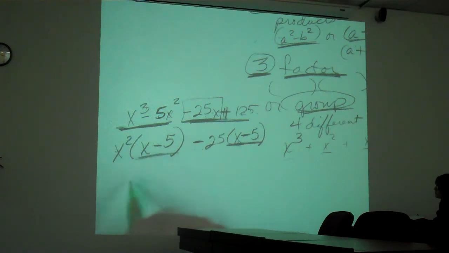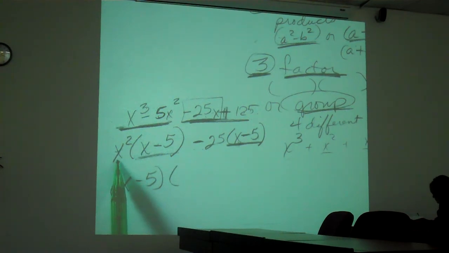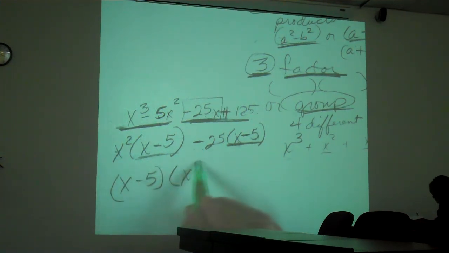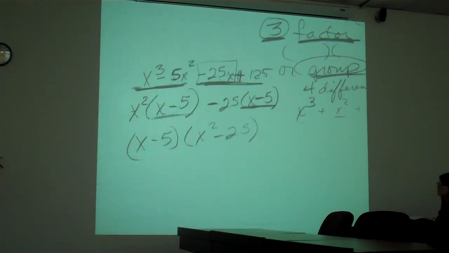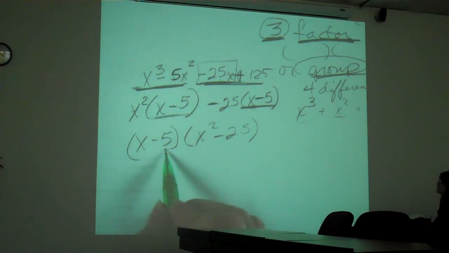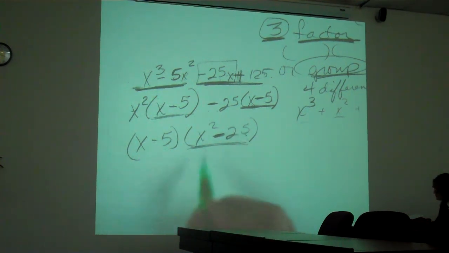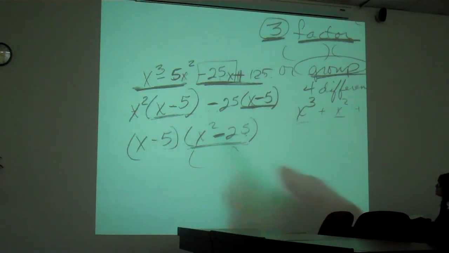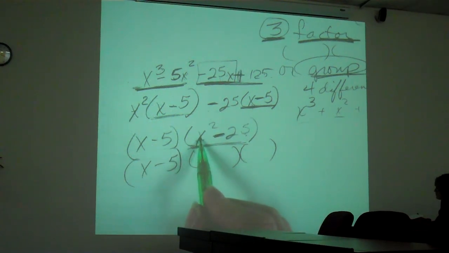X minus 5 they have in common. What's the other term going to be? X squared minus 25. Don't stop until you make sure that you can't go any farther. X minus 5 will not factor anymore, will it? Can this factor? What is it? It's a difference of 2 perfect squares, right? So you can still factor it farther. Bring our x minus 5 down. X squared minus 25.